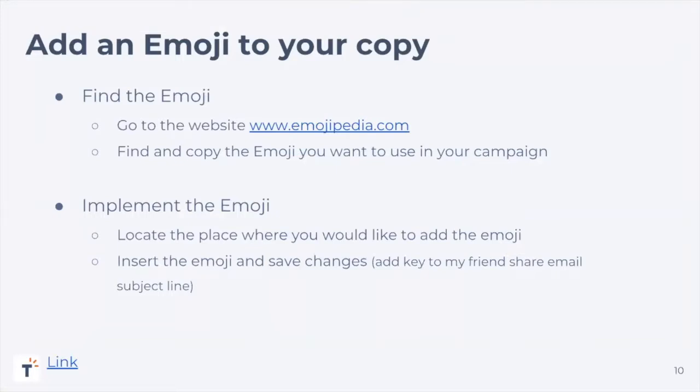You can find emojis in different places. We're going to go to this website called Emojipedia, and then we're going to find and copy a specific emoji that we want to use in our campaign. Then we're going to locate where we want to add this emoji, insert it and save it. In this case, I'm going to add a key to my friend share email subject line.